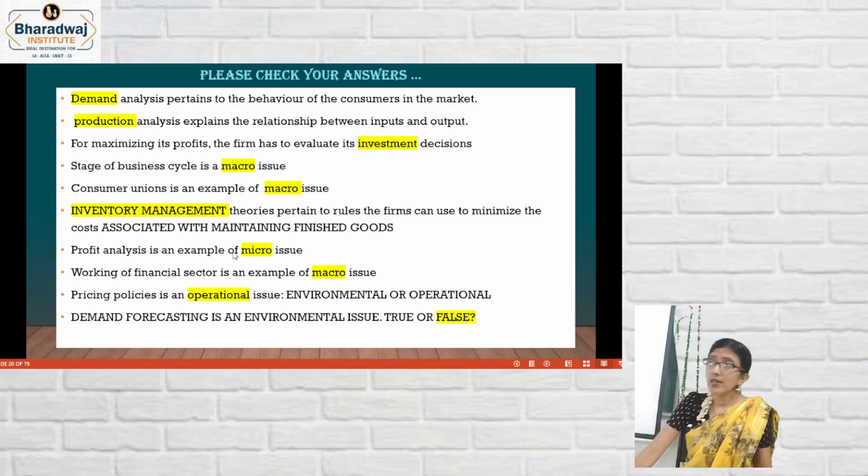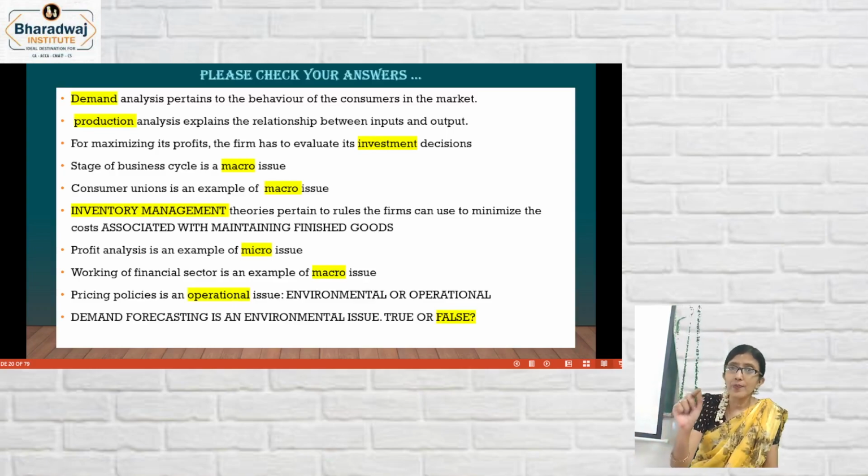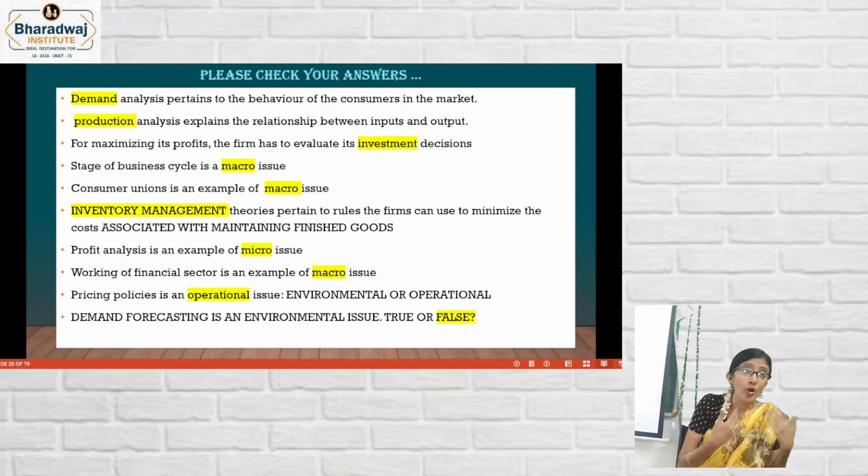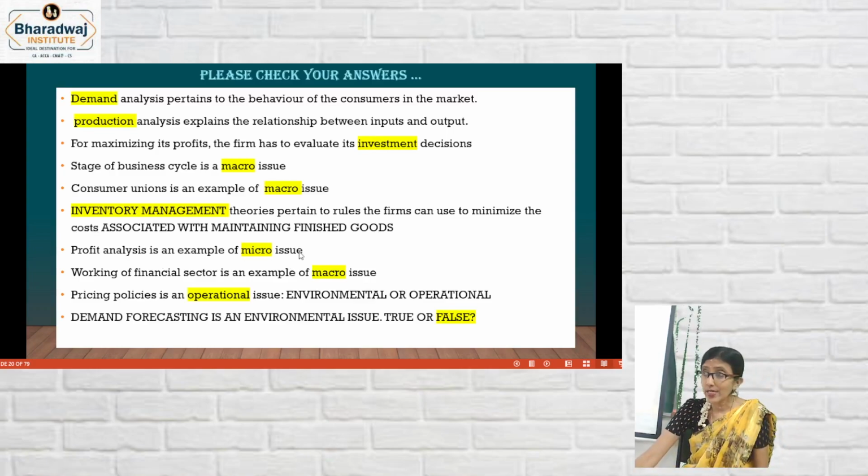Profit analysis is an example of micro issue. My dear students, they will give profit is depending upon a firm's cost and benefit. It cannot be worked out for the whole economy. It differs from firm to firm, nature of the industry, nature of the business, amount of money invested, all this. So profit analysis is an example of micro issue.